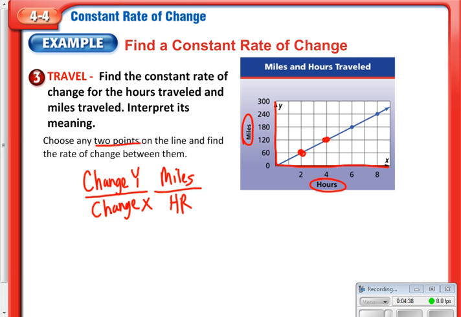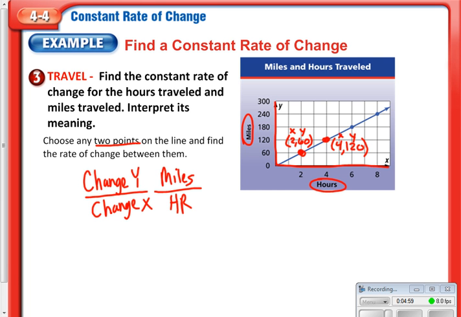I think it's helpful if you go ahead and write the ordered pair by it. So this is 2 and 60. This is an x value and a y value. And this is 4 and 120. x, y. Now remember, this is increasing. So my rate of change should increase. Therefore, it should be positive.